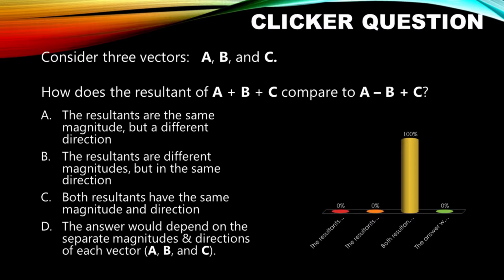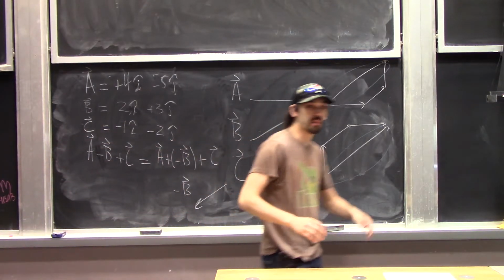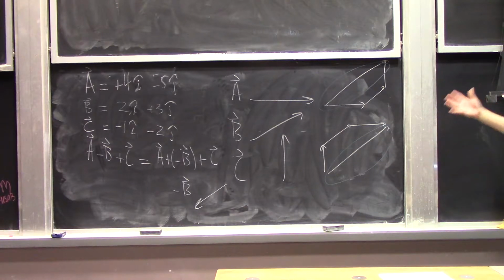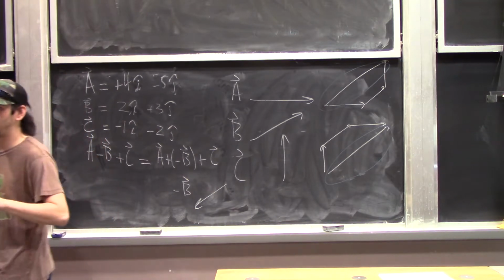Okay, now, next one. Now we want to think about what's going to happen if we have A plus B plus C versus A minus B plus C, and what we can say about this situation. So go ahead and talk about this one for a couple of minutes. So let's go ahead and talk about this one. And where we're going to begin with this is to go back to the same definitions for the vectors A, B, and C that we had in the last problem.